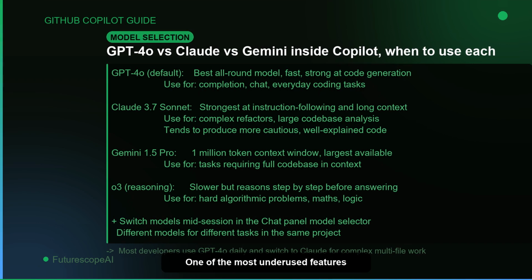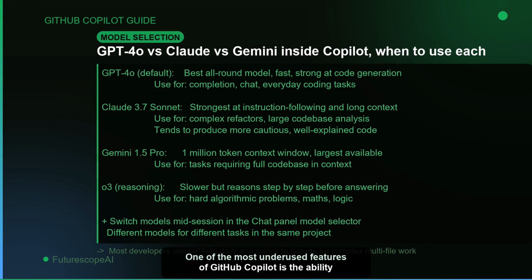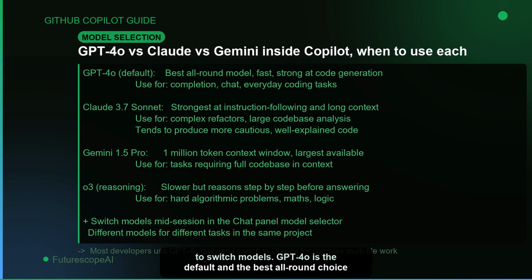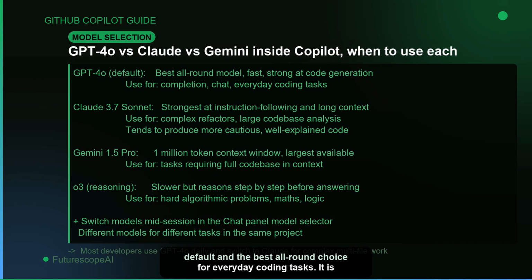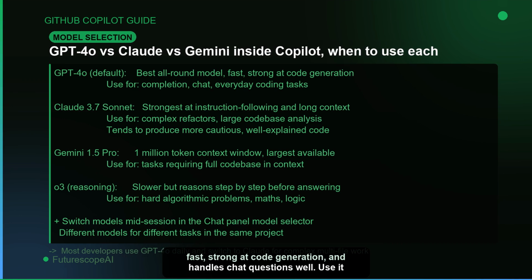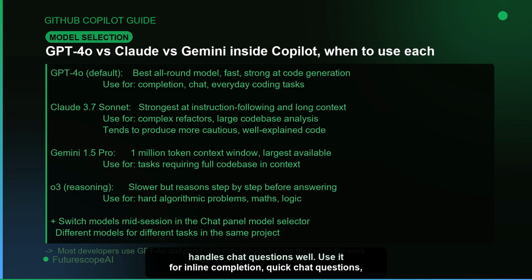One of the most underused features of GitHub Copilot is the ability to switch models. GPT-4o is the default and the best all-round choice for everyday coding tasks. It is fast, strong at code generation, and handles chat questions well. Use it for inline completion, quick chat questions, and standard code generation.